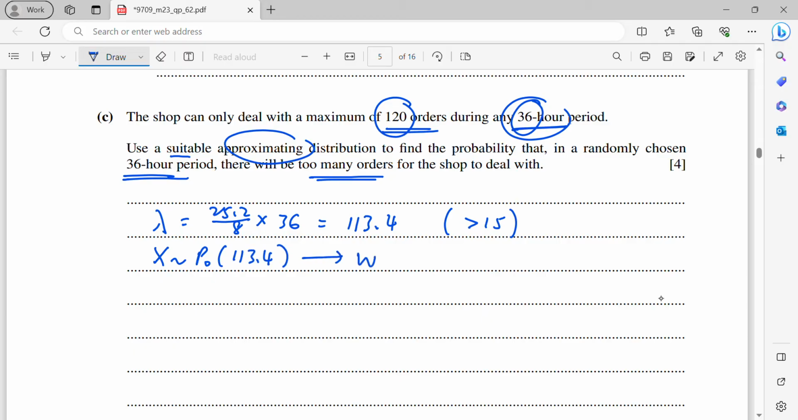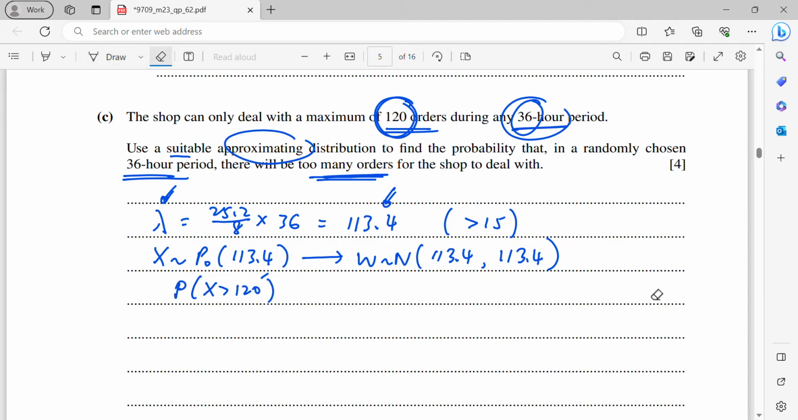Then now I will approximate it to normal. Okay, so for normal, the mean is the same as 113.4, sorry, this lambda. For your information, for Poisson distribution, mean and variance are the same. So therefore, when I approximate it to normal, my mean and variance will be the same value. Alright, so now it's mentioned that it is too many orders for the shop. Maximum is 120. So too many orders means that it will be exceeding 120.